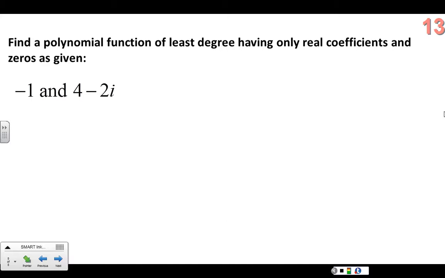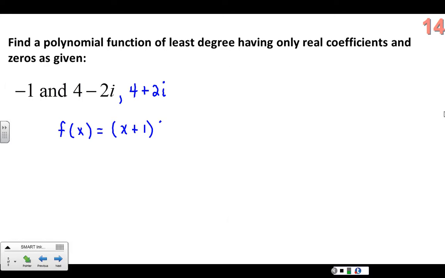Find a polynomial function of least degree having only real coefficients and zeros as given. So the fact that we know that negative 1 is a zero and 4 minus 2i, just the fact that we have one complex zero that has an imaginary part, we have to include the conjugate as well. So 4 plus 2i will also have to be a zero of the function. So the least degree is going to have to be at least degree 3. For negative 1 to be a zero, we have to have x plus 1 as a factor.